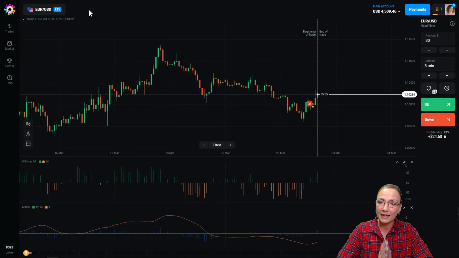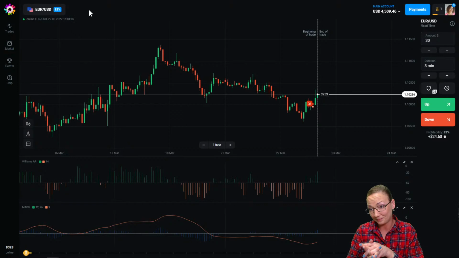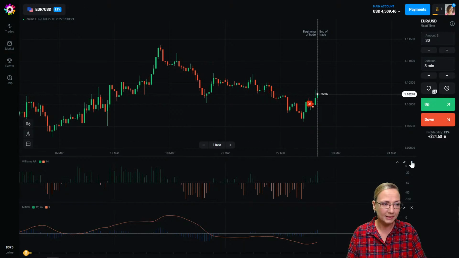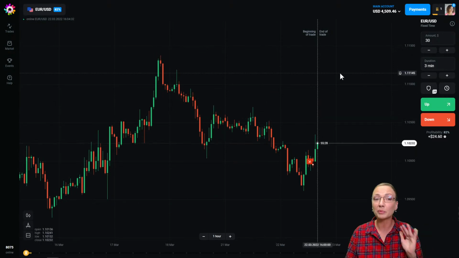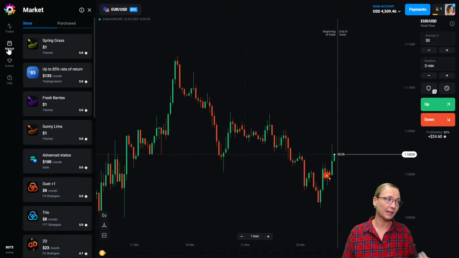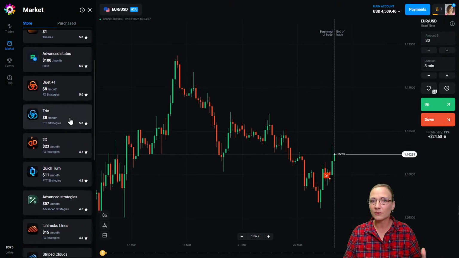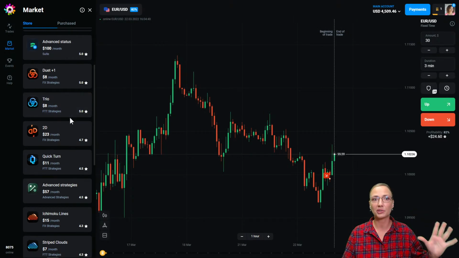Alrighty, so let's get back to the strategy. Unfortunately, I don't see any replies, but I will check later to see if anybody was on the same page. So this strategy is based on two oscillators, the MACD oscillator and the Williams Percent R. By the way, this strategy is available for accounts with the expert status, but you can also subscribe to the strategy in the Olymp Trade market, where you can find a lot of different indicators, an entire list of different interesting and profitable strategies as well.